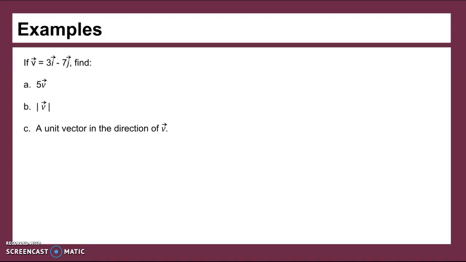All right, so here's some examples. I'm starting with a vector v that is equivalent to 3i minus 7j. I want to find 5 times that vector. Well, that's pretty basic.